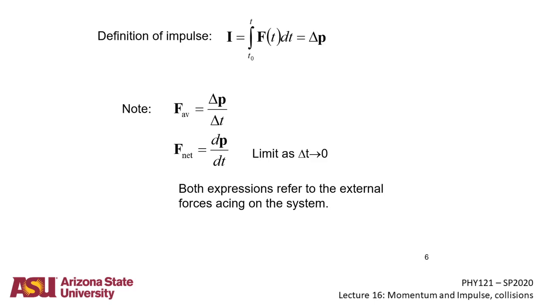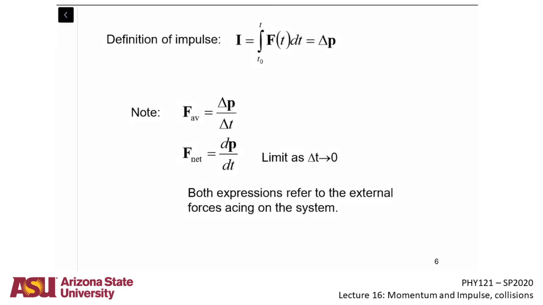Okay, so you should note that like most integral derivations that we've had before, you can have an average force, which is the change in momentum over time. This is analogous to an average velocity or a change in position, right? And you can also have, by just taking the derivative, the instantaneous force. Both expressions usually refer to the external forces acting on a system, where the system is defined as whatever this momentum you define it as. So this would be the momentum of a system.